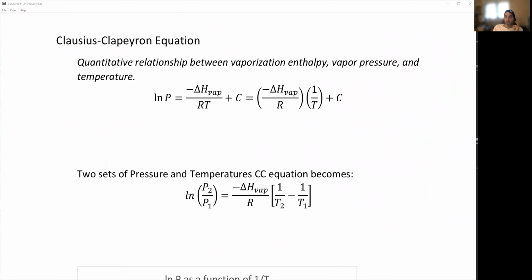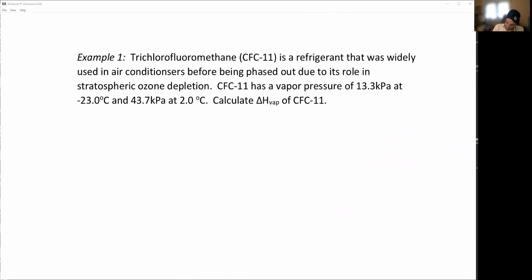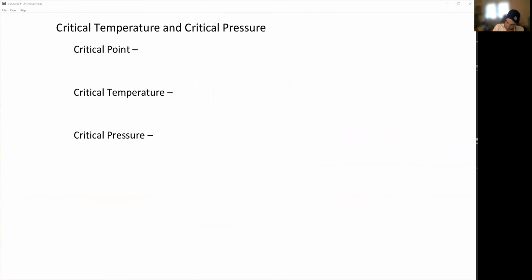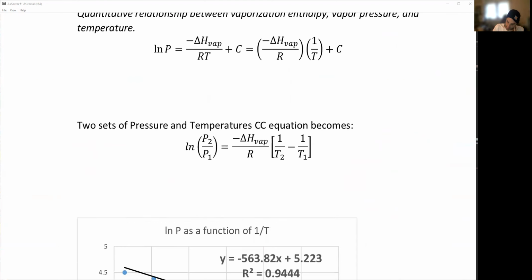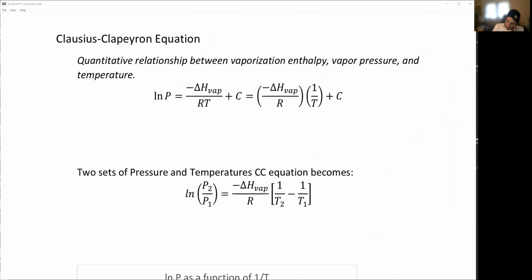All right. Clausius-Clapeyron equation. So we're quickly going to cover this idea. We're not really going to get too much into detail over this. I just want to present this idea because I don't think you really need to know it as much. But the Clausius-Clapeyron equation is the quantitative relationship between vaporization enthalpy, vapor pressure, and temperature.